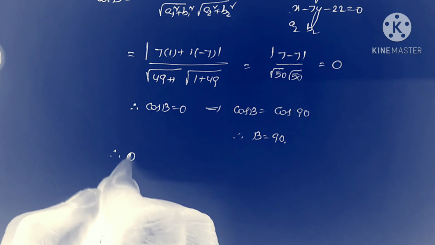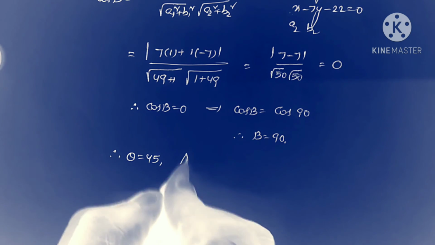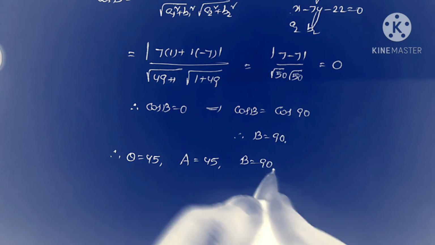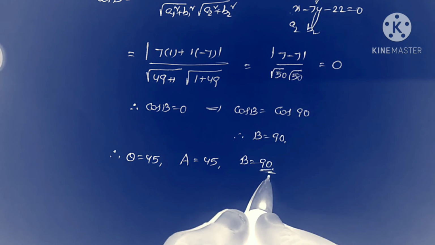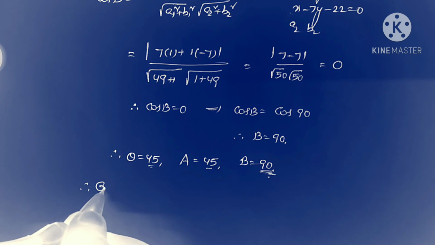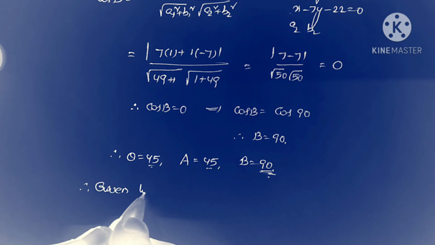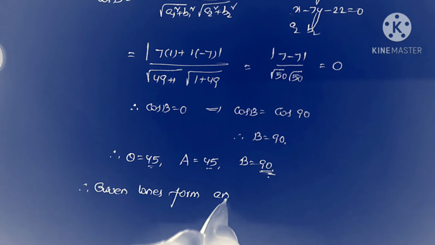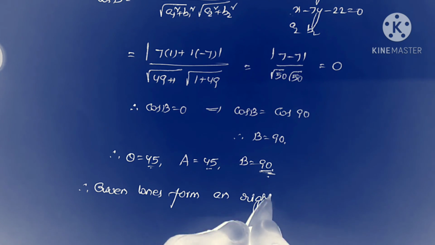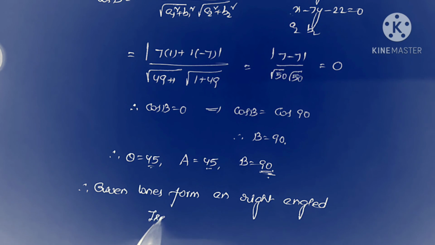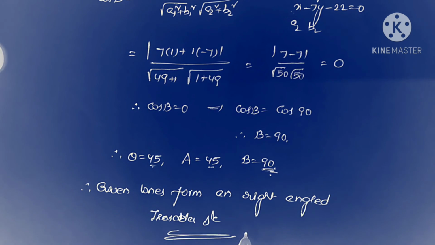Therefore the first angle theta is equal to 45, second angle A is equal to 45, third angle B is equal to 90. One angle 90, right angle triangle. Two angles are equal, isosceles triangle. Therefore the given lines form a right angled isosceles triangle. That's all. This is the answer.